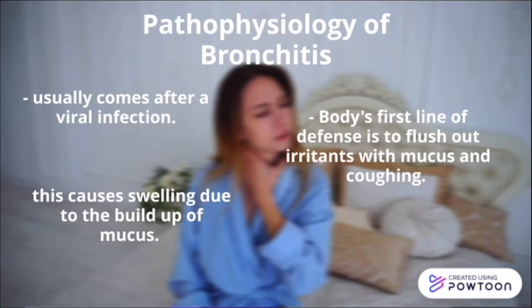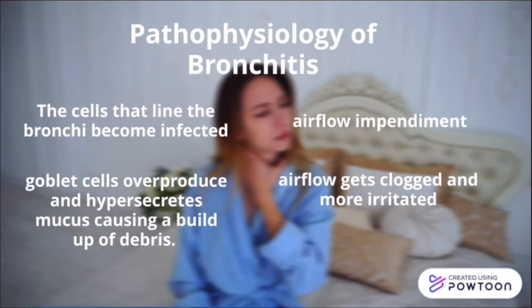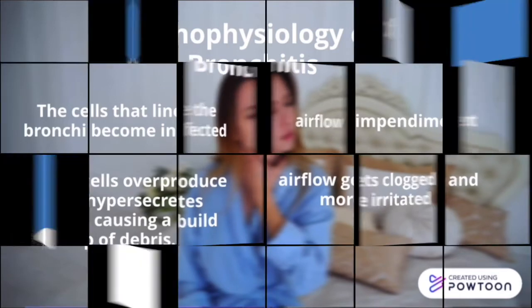Normally, our first line of defense to fight infection or irritants is creating mucus through the glands surrounding the lumen. This basically flushes out the pathogen. Since our body is trying to fight the infection, it causes swelling in the bronchial tubes, and this causes coughing and shortness of breath. Chronic bronchitis is associated with hypertrophy of the mucus glands, caused by an overproduction and hypersecretion of mucus by the goblet cells, which leads to airflow impediment because of luminal obstruction to small airways. The airways get clogged and more irritated, causing this to become more long-term than acute bronchitis.